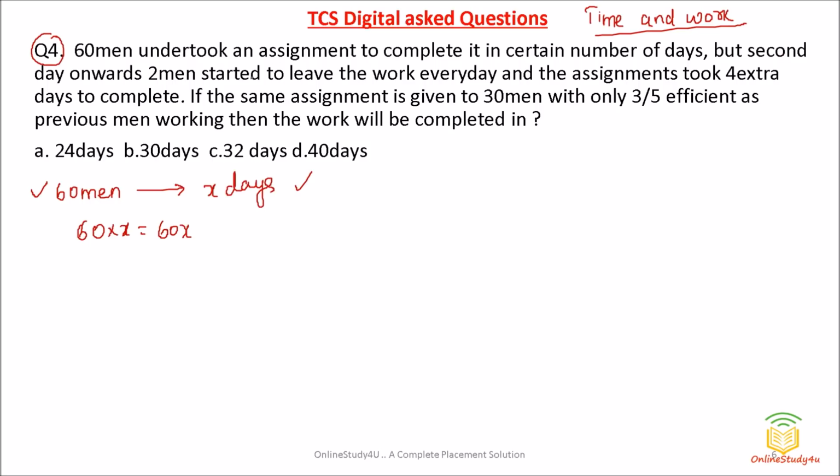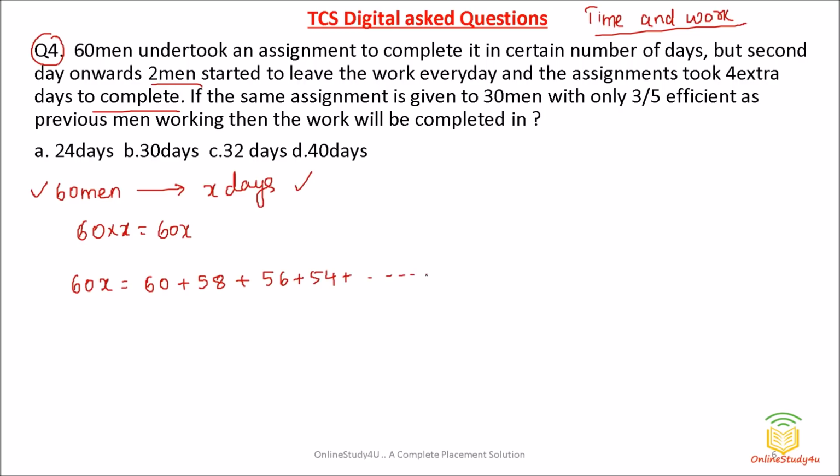But from the second day onwards, 2 men started to leave the work every day, and the assignment took 4 extra days to get completed. So friends, the total number of men is nothing but 60x. Now what happened? First day 60 worked. Then the next day 58 worked, because from the second day onwards, 2 men started to leave the work every day. Then again it will be 56. Then again it will be 54.